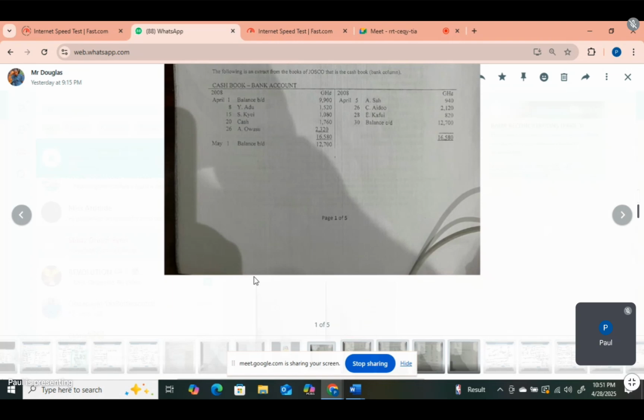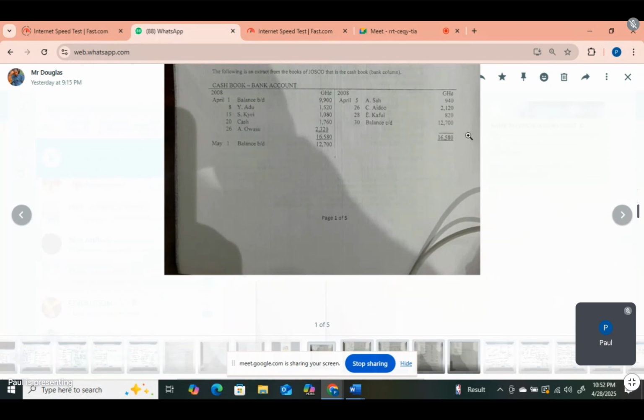The following is an extract from the books of Josco. That is the cash book. You see the bank column. Good. So these are transactions that went on April 2008, April 1st to April 8th. So you can see all the transactions. April the 1st. Credit side is transactions that came into the account. It means that the credits. This side is credits.